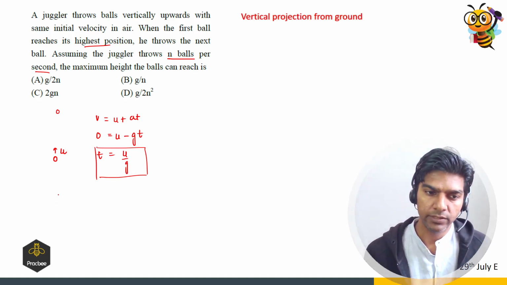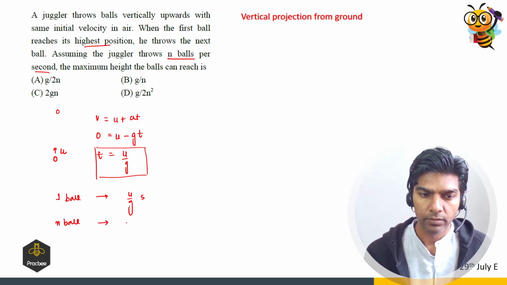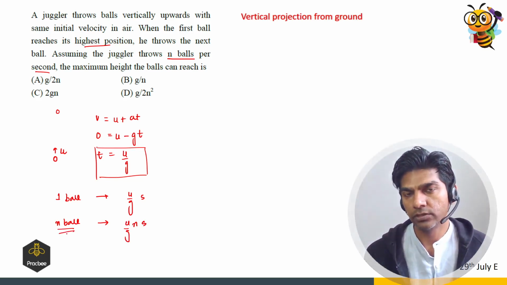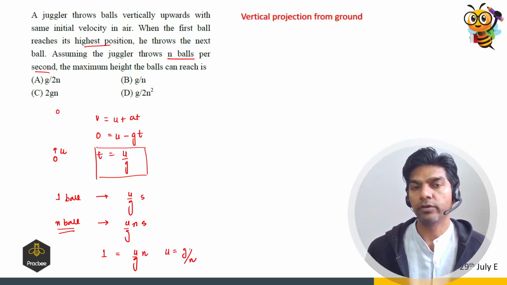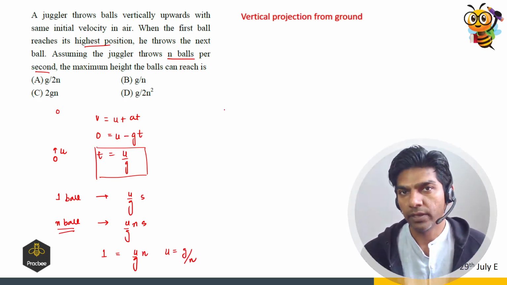So in u by g time, we are throwing the balls. One ball is being thrown in u by g seconds, and for throwing n balls, it will be u by g times n seconds. And we know the juggler is throwing n balls in 1 second. So 1 is equal to u by g times n, or we can say u is g by n. Now we have the initial velocity with which we are throwing the ball, and we have to find the maximum height attained by the ball.